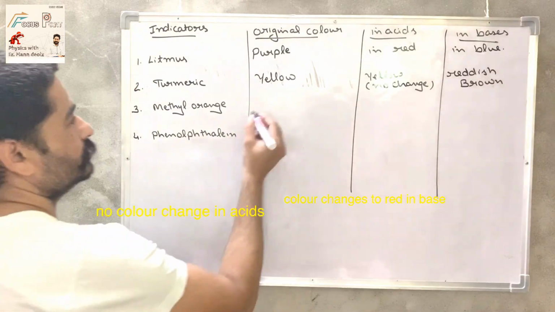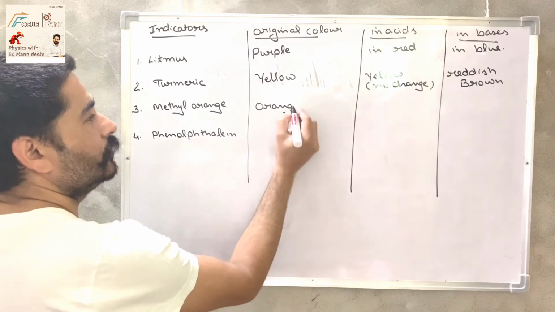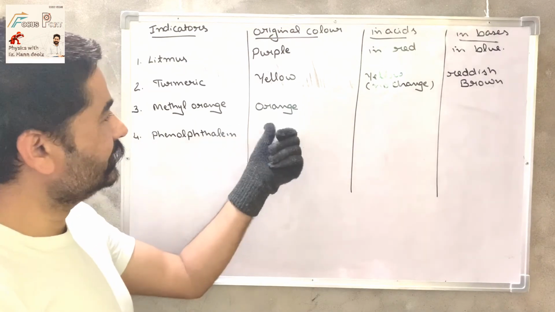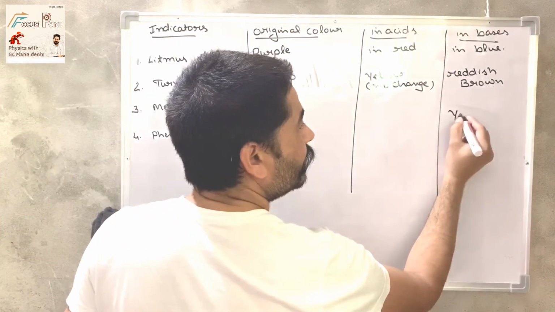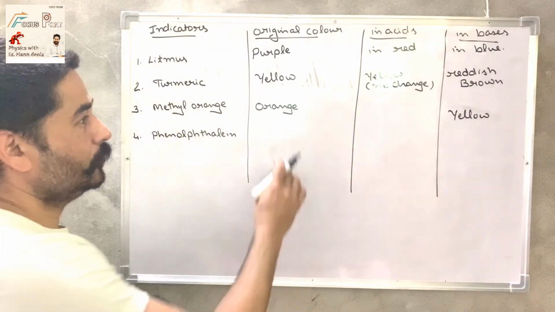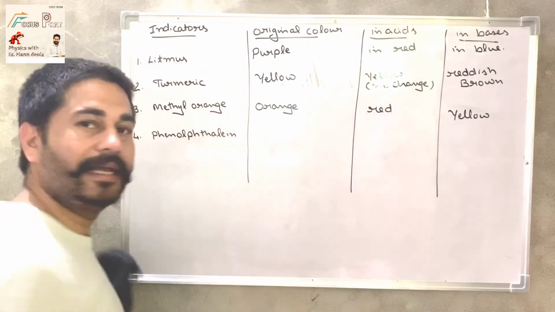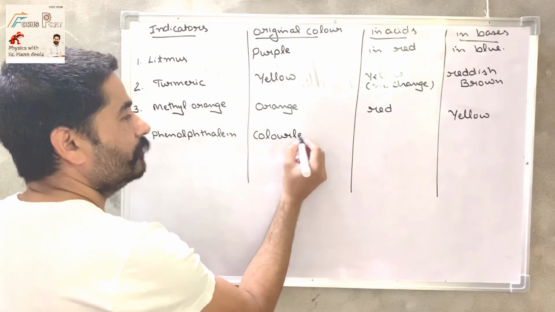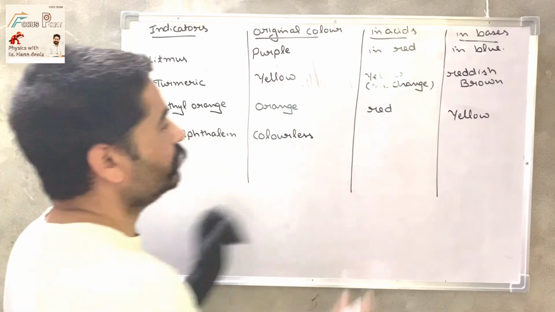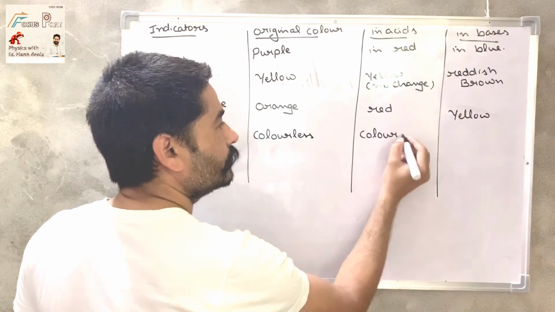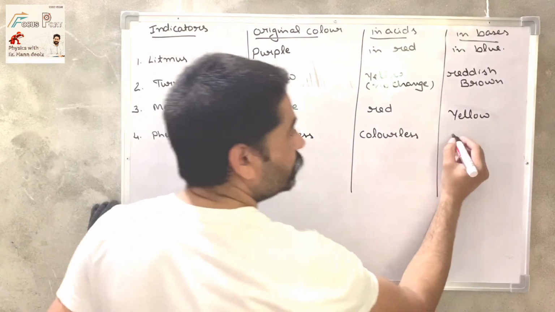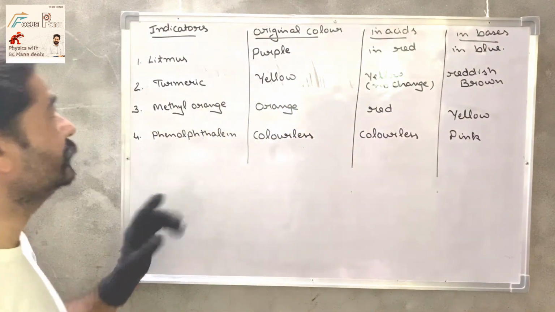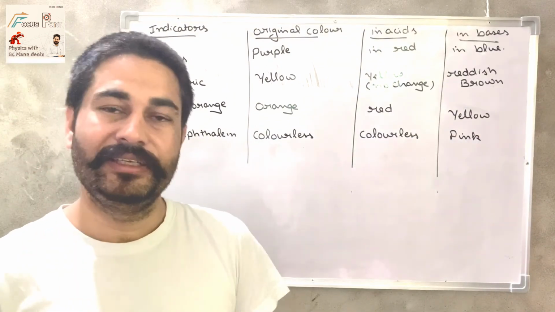Next is methyl orange. Original color is orange. Now, in acids and bases, it will change its color. Methyl orange will change its color from orange to yellow in the presence of base, and from orange to red in acids. Next is phenolphthalein. Its original color is colorless, and in acids it will remain colorless, whereas in bases it will turn pink. So these are the color changes that take place in the indicators in the presence of acids and bases.